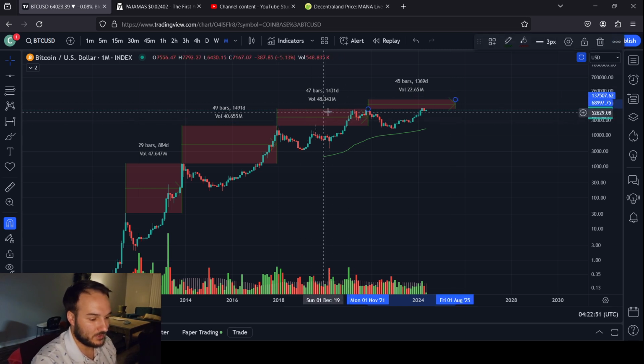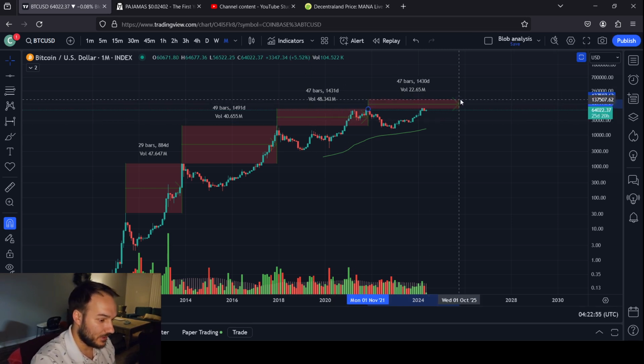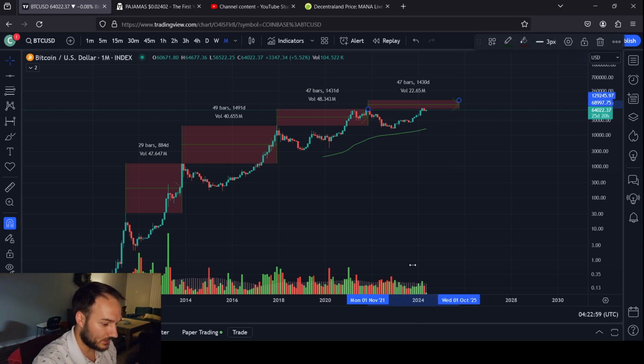But let's say 45 months. Let's say it's not even 47 months. 45 months would put us in August of next year. 47 months, right, which is what we just had last cycle. So I doubt that happens, but that'd put us in October. I actually do like October for an end month.